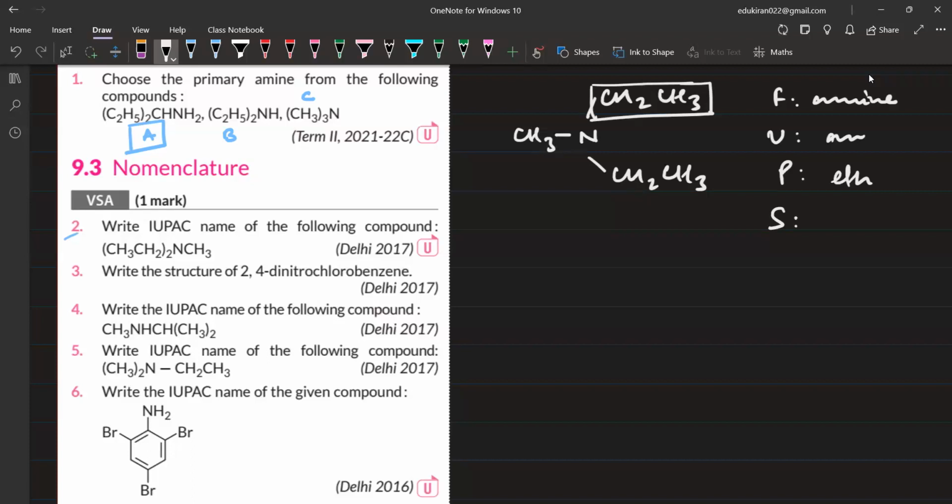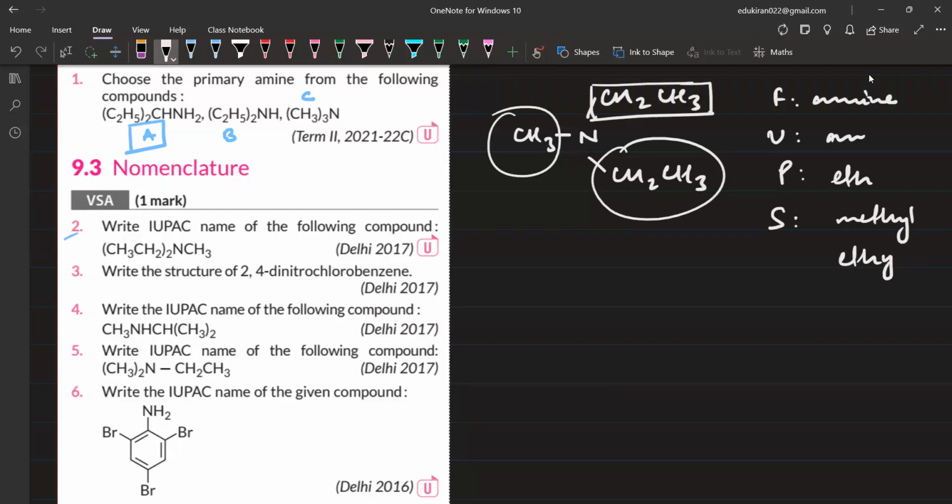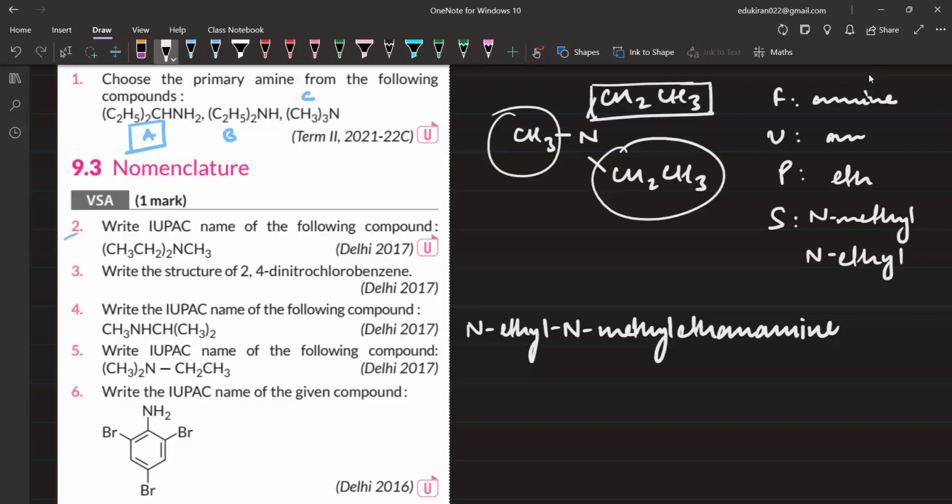When I talk about substituents, we have CH3 and we have ethyl. So we have methyl as a substituent and ethyl as a substituent. Both the methyl and ethyl are connected with nitrogen, so it will be written like this, N and N. So you'll have N-ethyl, according to alphabetical order, N-methyl ethanamine. Since these ethyl and methyl groups are not attached with any carbon atoms, they are attached with nitrogen, we number them using N.